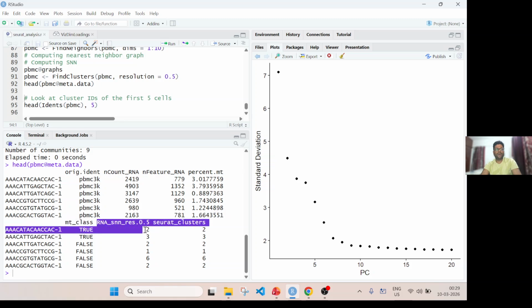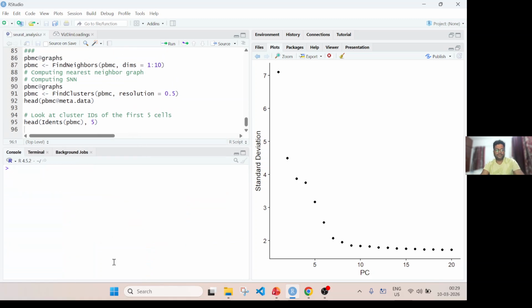If you want to see the head of the metadata now, you will see that we have got two extra columns. One is the Seurat clusters and the other is the RNA SNN based clustering it used. Mostly they will be very similar, but this is the parameter that tells which barcode goes to which cluster.